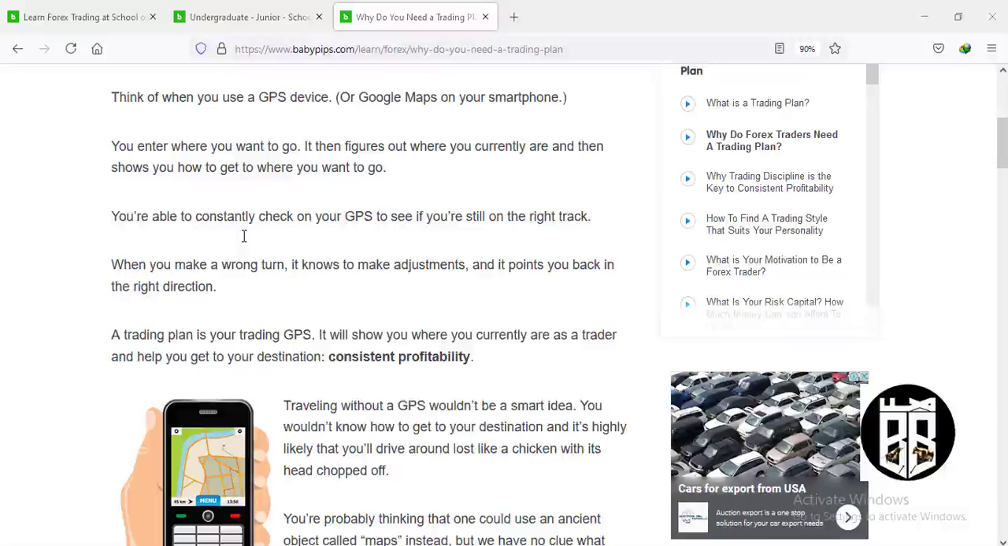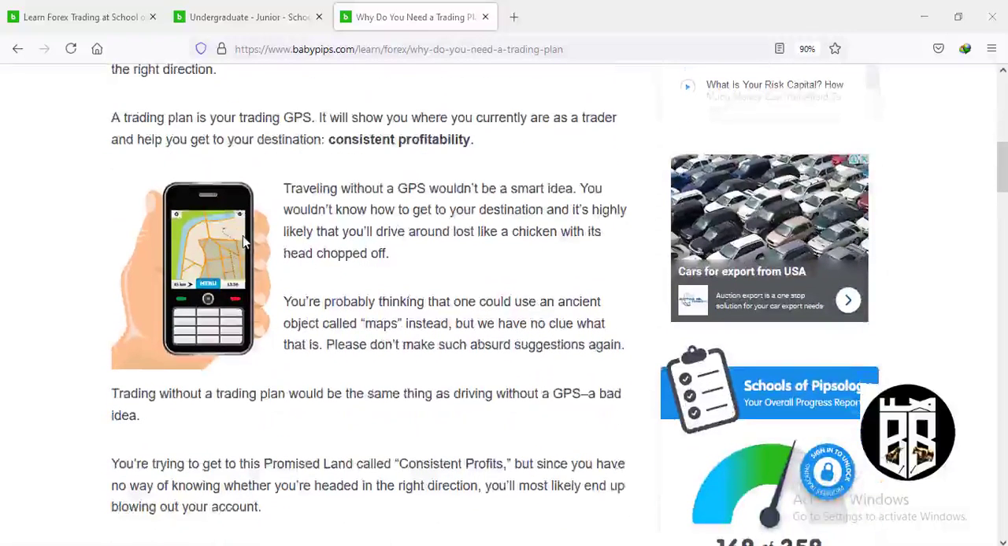The same thing applies in forex trading. Without a trading plan, it will be very, very difficult for you to get to destination. What is our destination as forex traders? Consistent profitability. We want to be consistent in the long run, making money, right? So a trading plan will help you get there. A trading plan will help you navigate, okay, to get there.